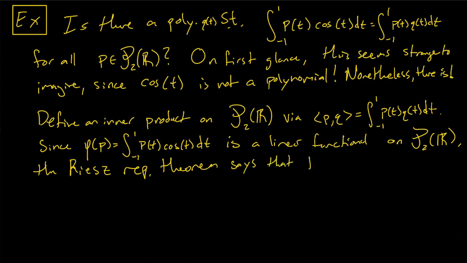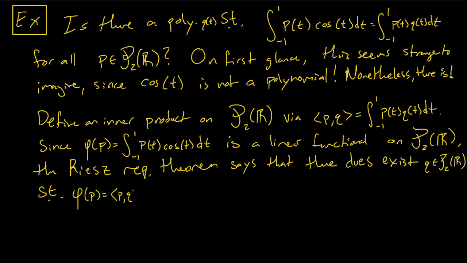Says that there does exist Q in P2R such that phi of P equals the inner product of P and Q. Okay, what is it? Well, we'll need to get an orthonormal basis. Let's use an orthonormal basis for this one, so we'll have to come up with one. Let me grab one really quick for us.